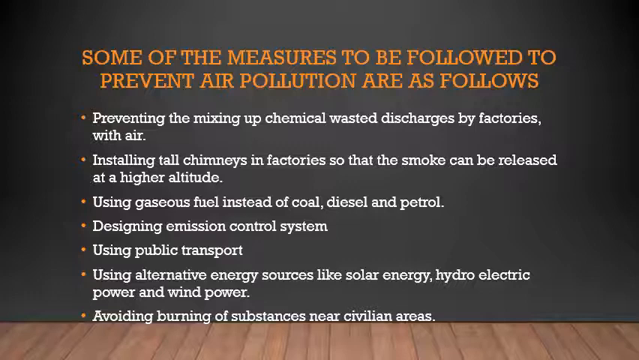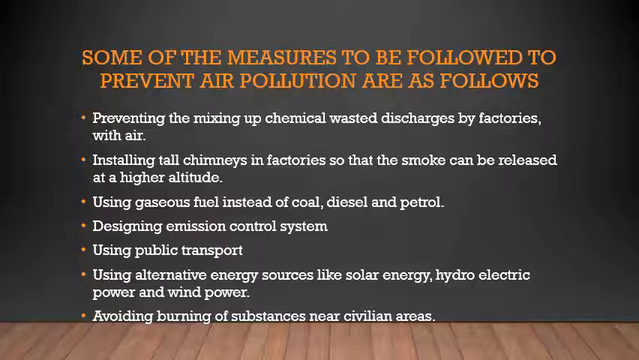Then designing emission control systems. Emission control system means that in the factories or in the vehicles, the smoke which is emitted should be controlled. That is called the emission control system. Using public transport. Now one bus can carry so many people at a time. So instead of using a car to travel to the same destination, you can use the buses. Now everybody will say using public transport means we have to walk a lot. It's okay, walking also makes us healthy, and using public transport helps in reducing the pollution in our environment.